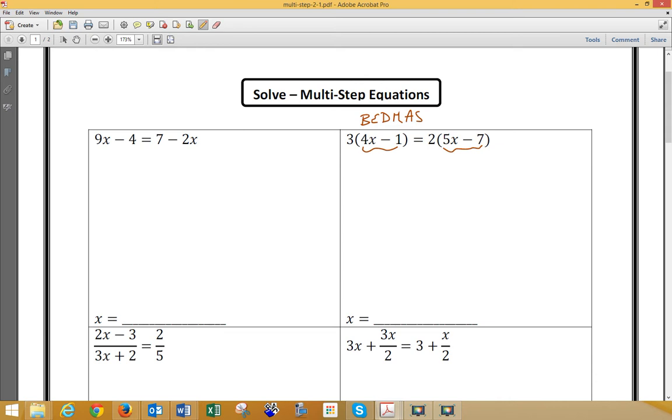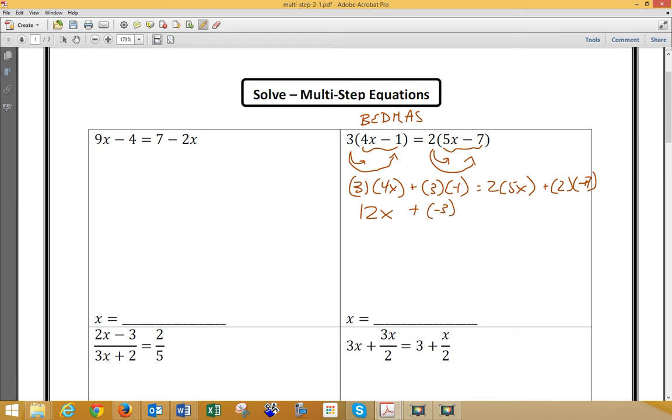Well, we can multiply because we need to move this 3 through the brackets by multiplying it with each individual term. So that's going to mean that we have 3 times 4x plus 3 times negative 1. And we're going to have to do the same thing on this side of the equal sign. So we're going to have 2 times 5x plus 2 times negative 7. And so that gives us 12x plus negative 3 equals 10x plus negative 14.